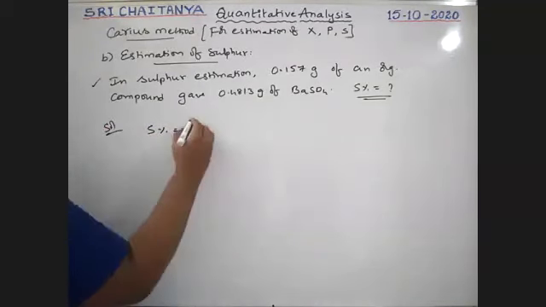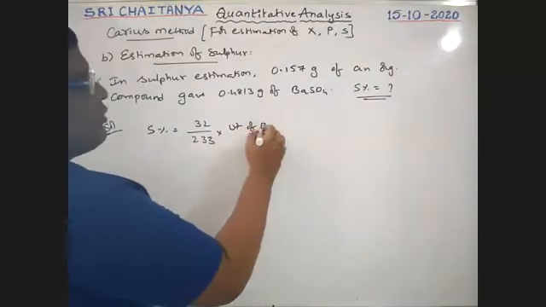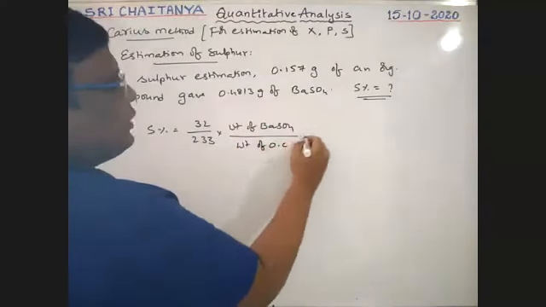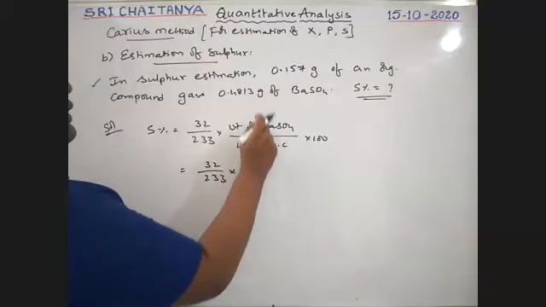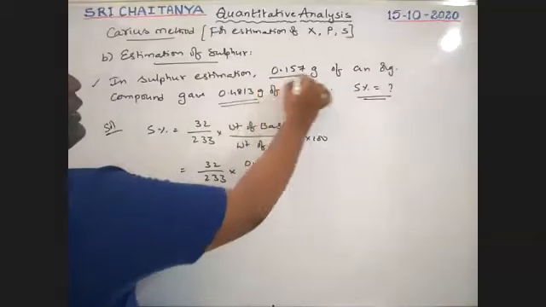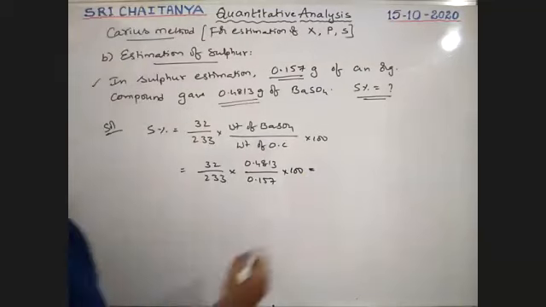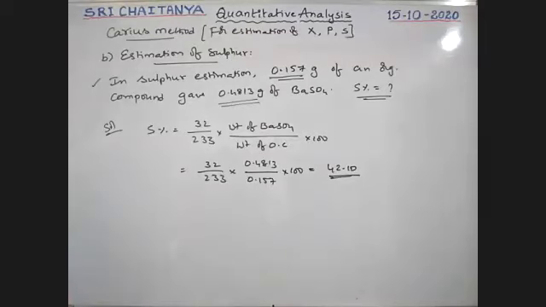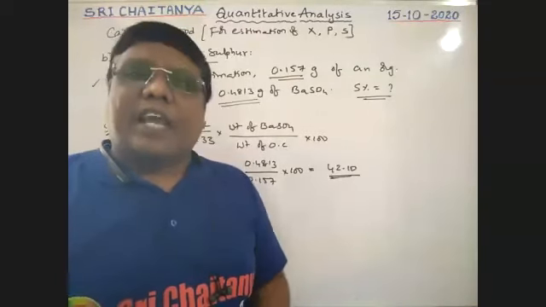Percentage of sulfur is equal to 32 by 233 into weight of BaSO4, barium sulfate, by weight of organic compound, into 100. That is 32 by 233 into 0.4813 by 0.157 into 100. Finally, I have the answer 42.10. So this is the final answer, boys. This is the way to calculate percentage of sulfur with the help of Carius method.